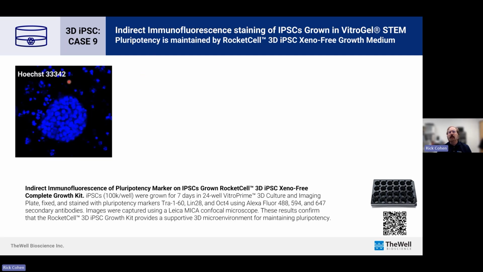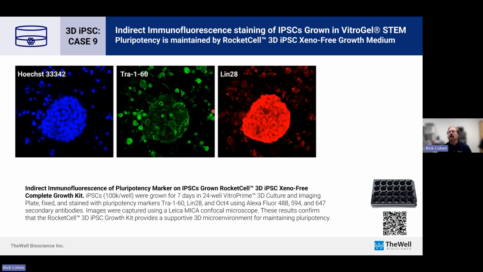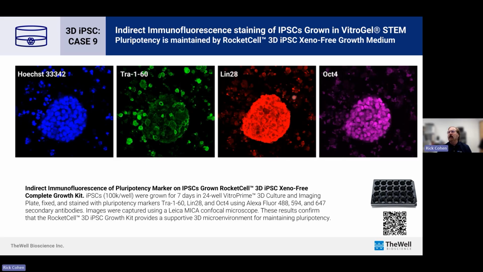Again, Herx dye will stain the nuclei, Tra-160 will stain the cell surface, Lin-28 will stain the cytoplasm, and then OCT4 will stain the nuclei. So this system allows you to do all those assays. You really don't have to change very much. There's some small modifications, but nothing significant.